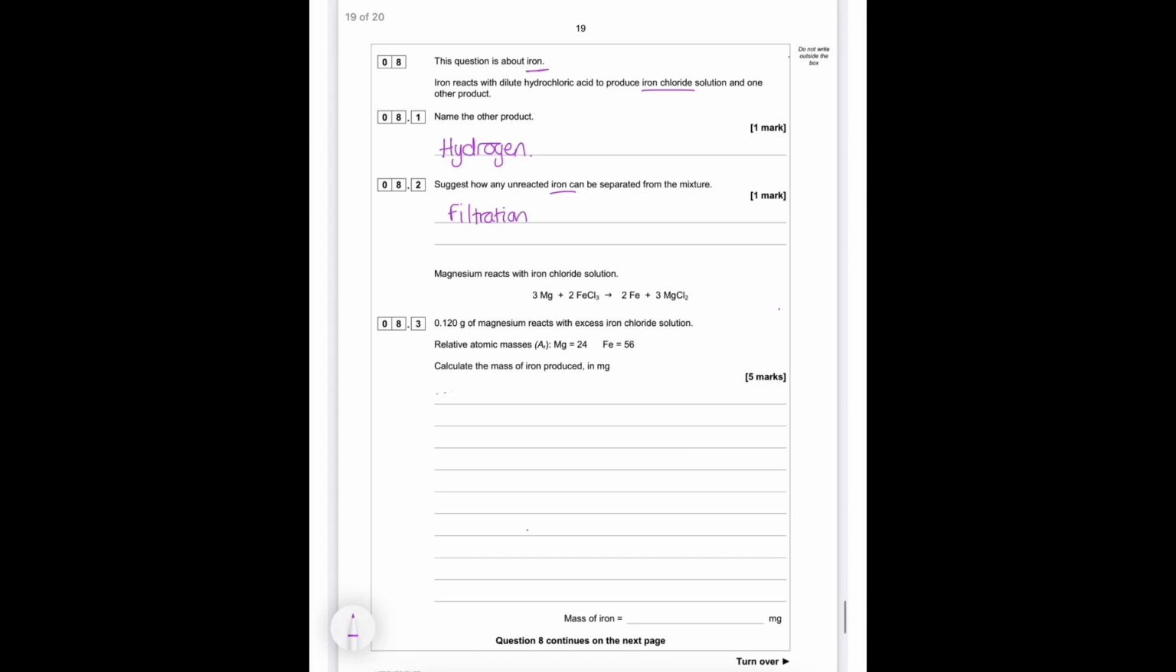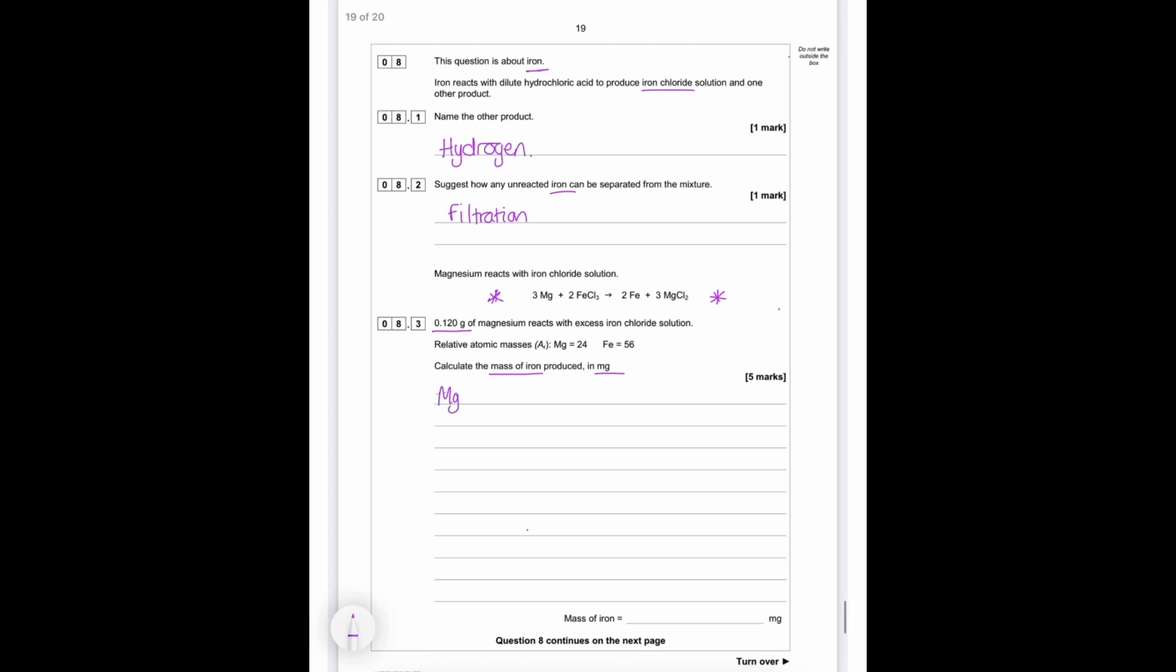Then we have a reaction of magnesium with iron chloride, and we have a balanced equation given to us. We're told that the mass of magnesium is 0.120 grams, and we have the relative atomic masses of magnesium and iron provided for us. We've got to calculate the mass of iron in milligrams, so we've got to be careful of that at the end.